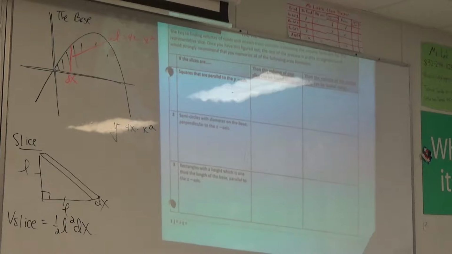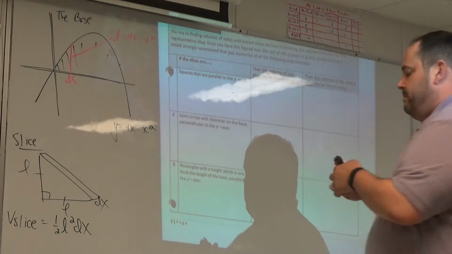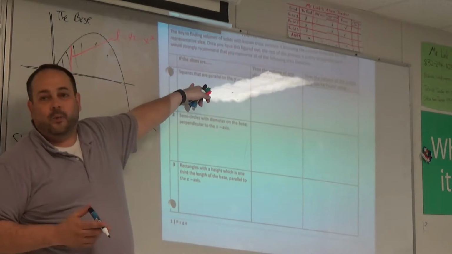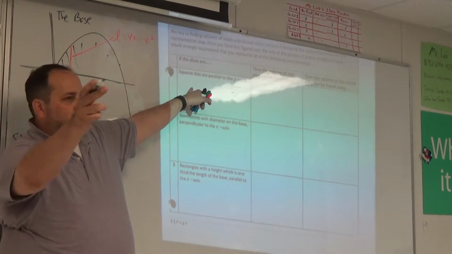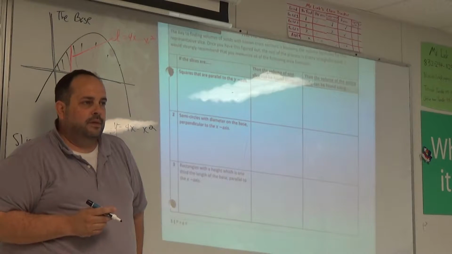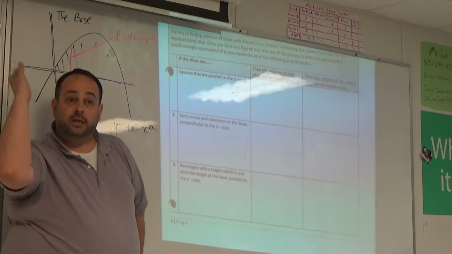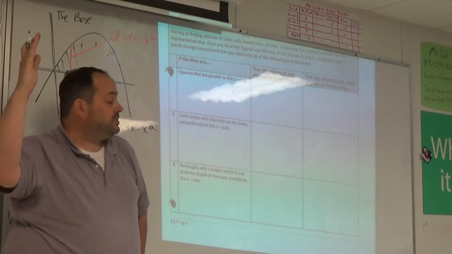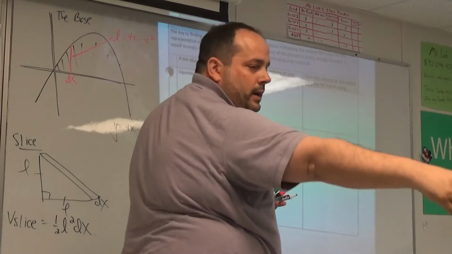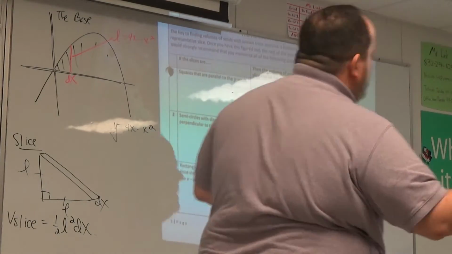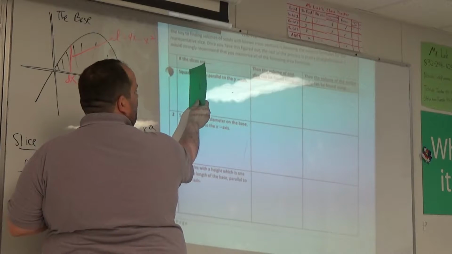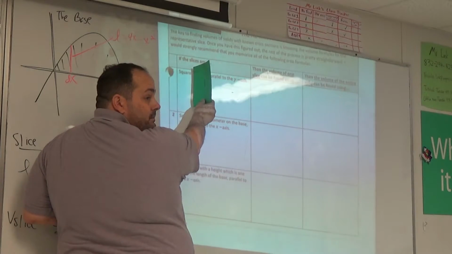All right, number 1. For whatever my base is, the squares are parallel to the y-axis. Show me parallel to the y-axis. We're going this way, right? What's the shape? I need squares. Edgar, hook me with the square. So we're saying the slices are squares parallel to the y-axis. They're coming out of the board, right?